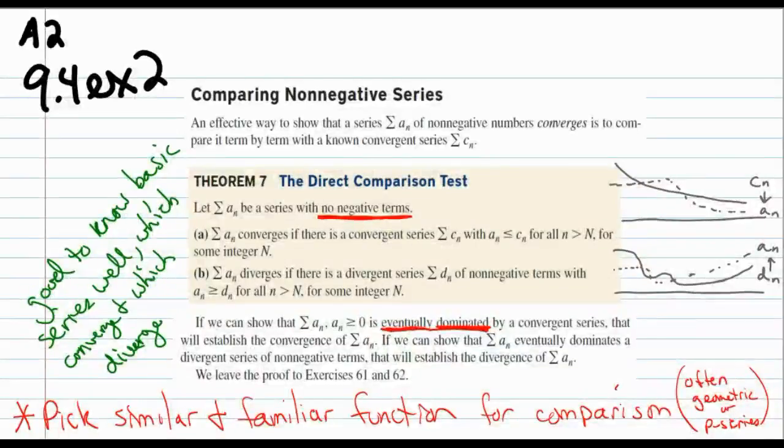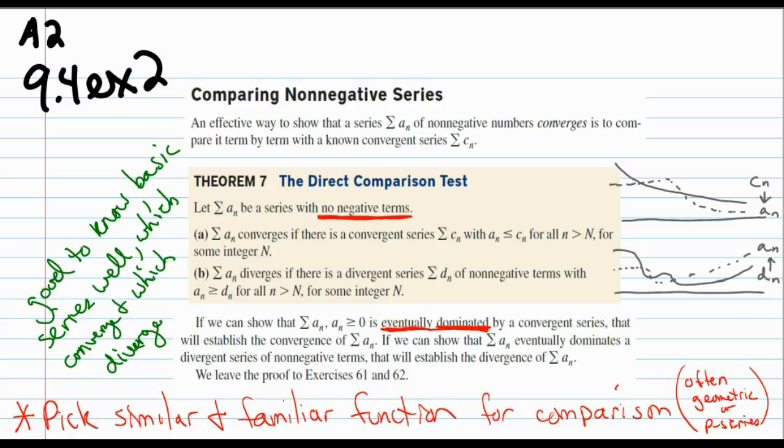This is a screencast for section 9.45A2. We already looked at a couple of basic series tests to see whether the series converged or diverged: the nth term test for divergence, and then the p-series test. Now we're going to look at another test called the direct comparison test.